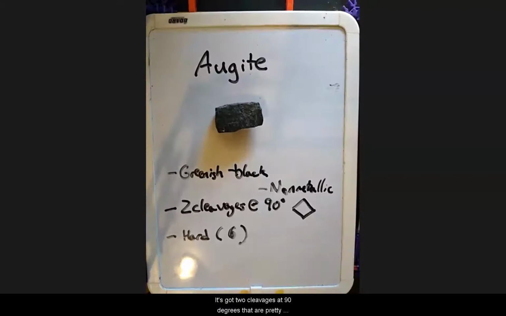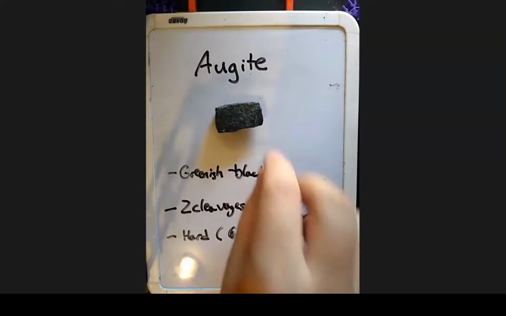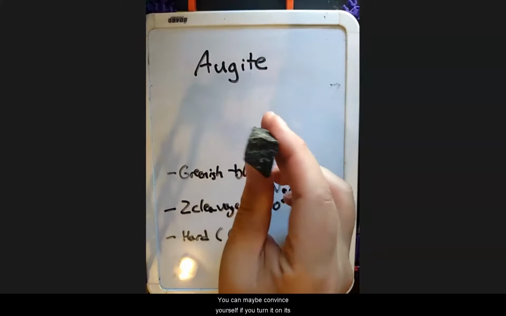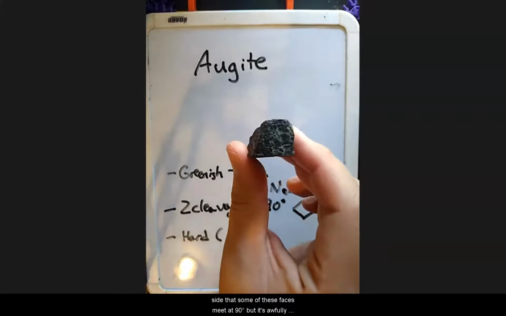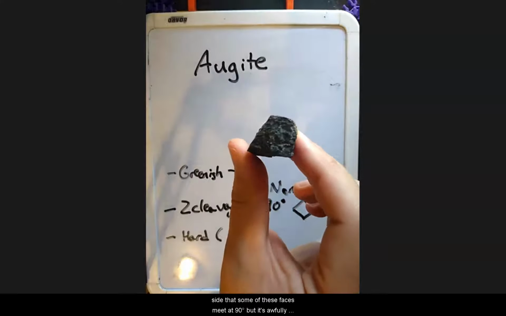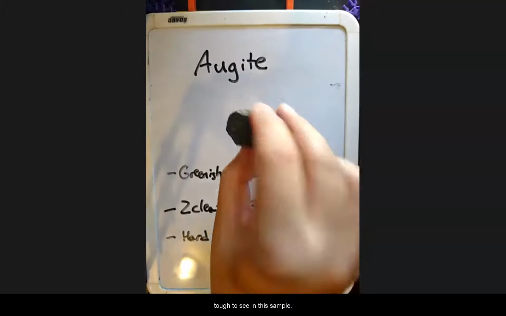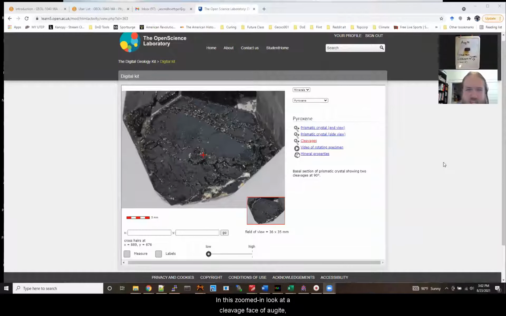It's got 2 cleavages at 90 degrees that are pretty difficult to see in a hand sample. You can maybe convince yourself if you turn it on its side that some of these faces meet at 90 degrees, but it's awfully tough to see in this sample. In this zoomed in look at a cleavage face of augite, you can see some of these breaks on the surface meet at roughly 90 degrees. So there you can see those cleavage planes meeting at 90 degrees.